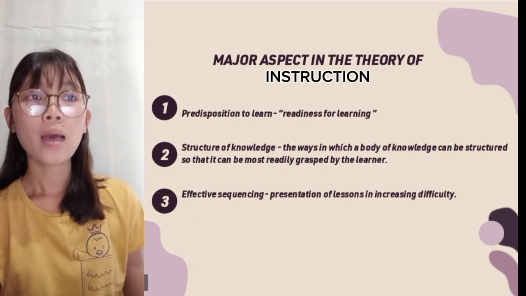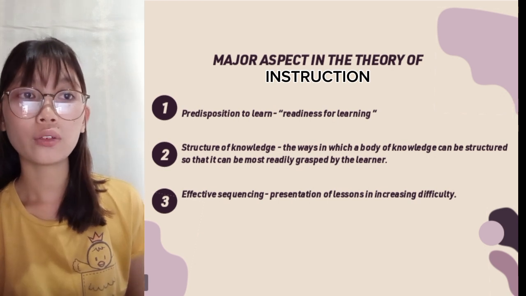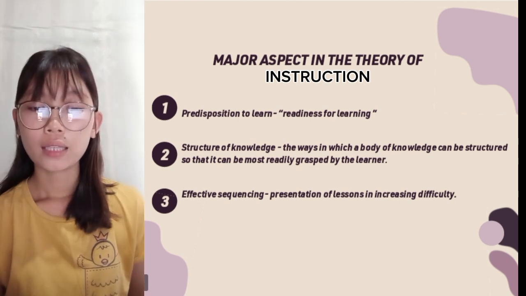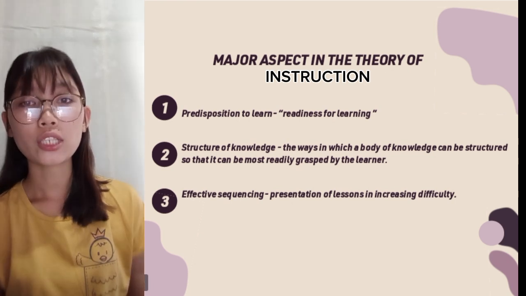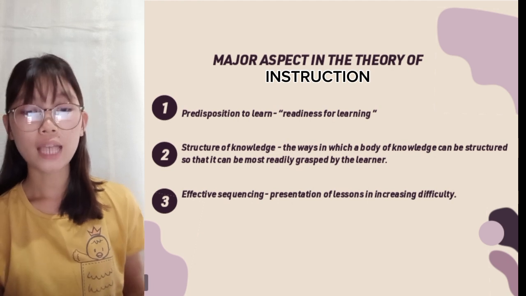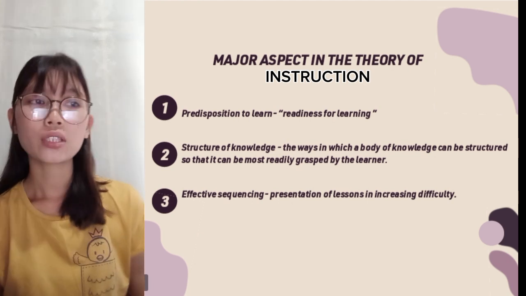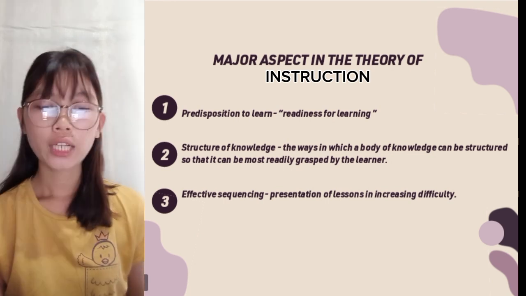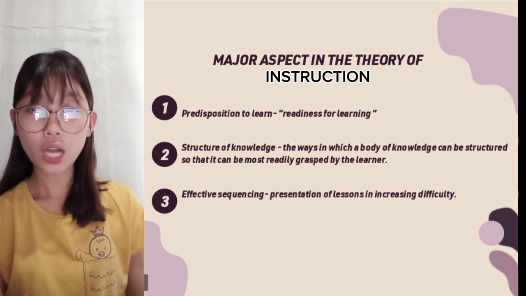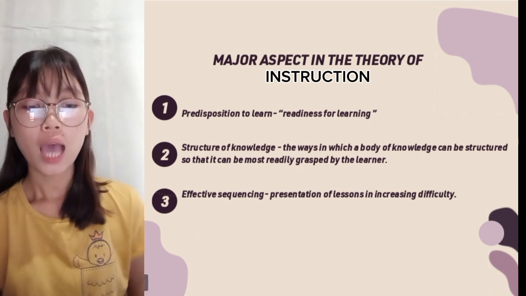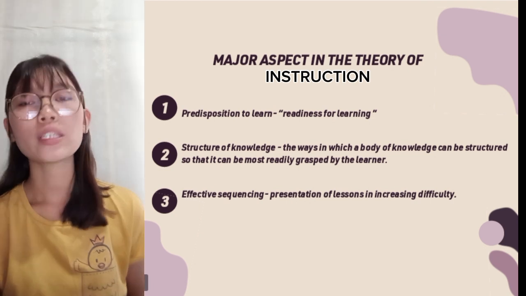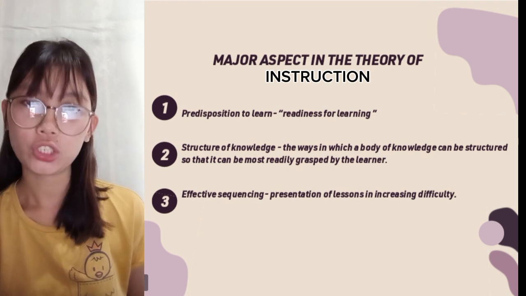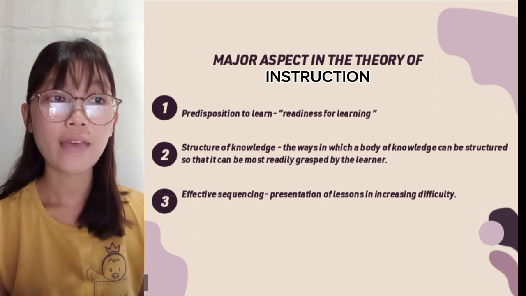The first one is the predisposition to learn. It is a readiness for learning. Bruner believed that any subject could be taught at any stage of development in a way that fits the child's cognitive abilities. The next one is the structure of knowledge. Bruner emphasized the role of structure in learning and how it may be central in teaching. Structure refers to the relationship among factual elements and teaching. Then, the last one is effective sequencing.